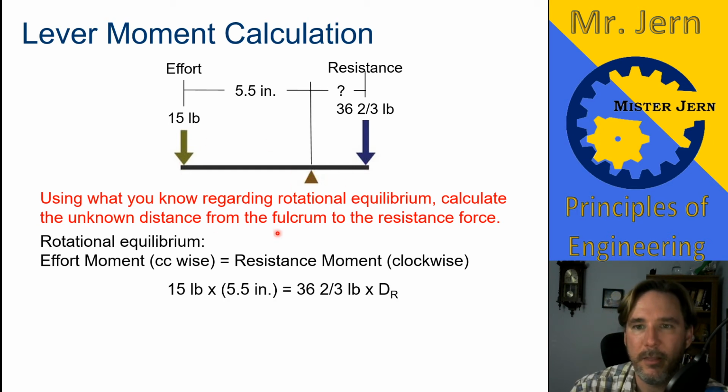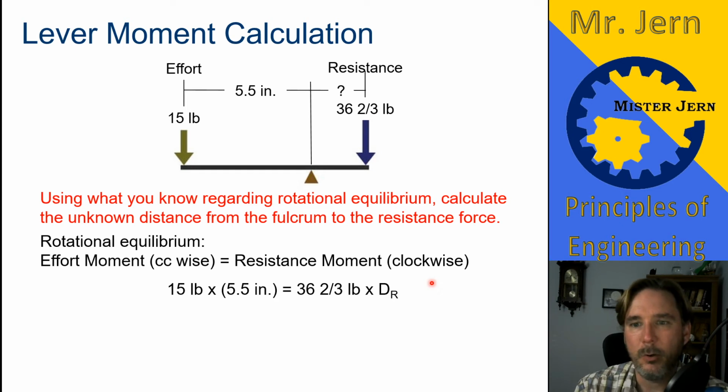It is the counterclockwise moment, where we take the force times the distance, 15 times 5.5, so it's down here, and we're going to set that equal to the clockwise moment. Moment is force times distance. So the force is 36 2/3 pounds, and the distance is whatever our resistance distance is going to be. That's our unknown. So now we have something to solve for.